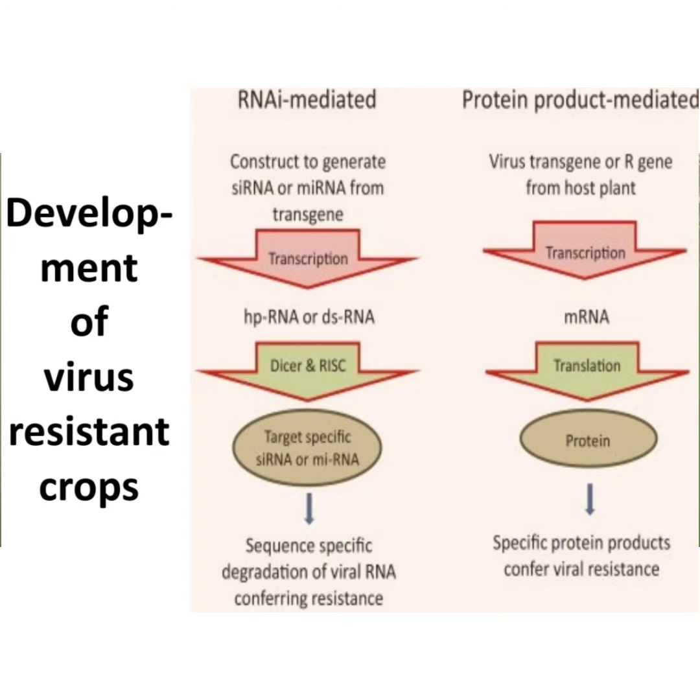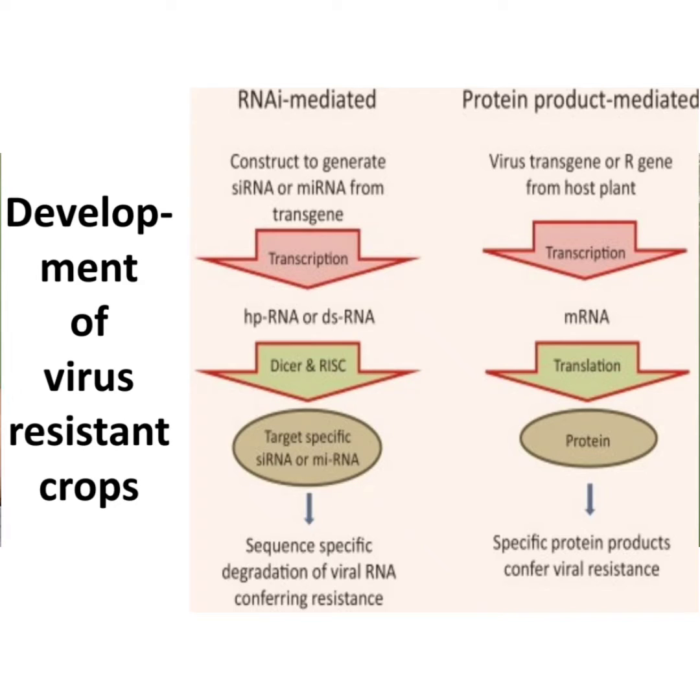Here you can see the development of virus resistant crops, RNAi mediated, to construct and generate siRNA and miRNA from the transgene, which helps in the transcription of hpRNA and dsRNA. With the help of DICER and RISC, the target specific siRNA or miRNA is formed. It has a sequence specific degradation of viral RNA conferring resistance.